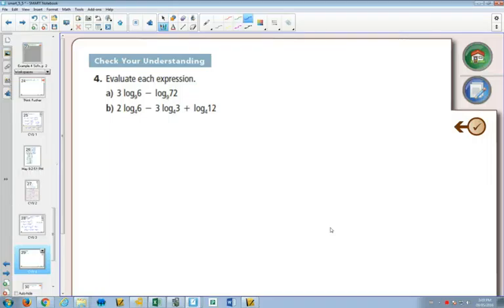Okay, time for some mental math. So it says evaluate. The word evaluate means we want to get a final answer that's a number. And we've got 3 log base 9 of 6 minus log base 9 of 72.